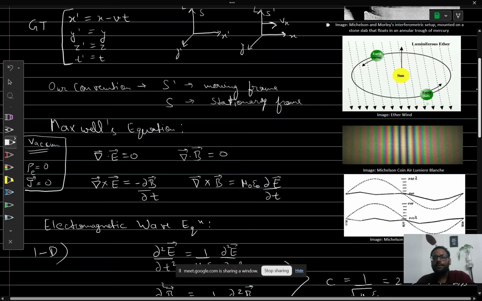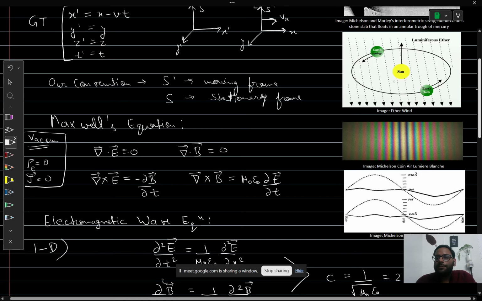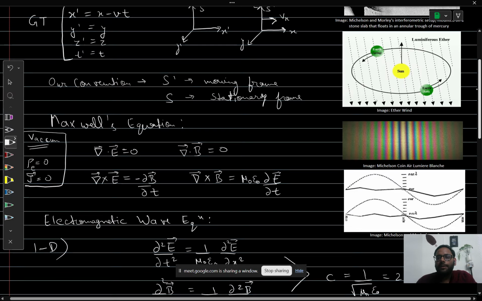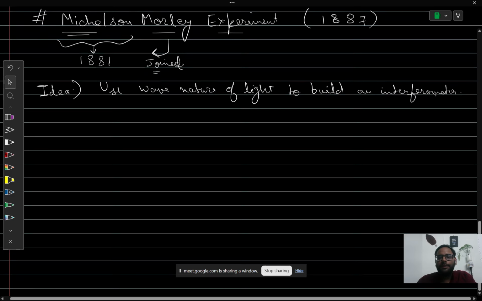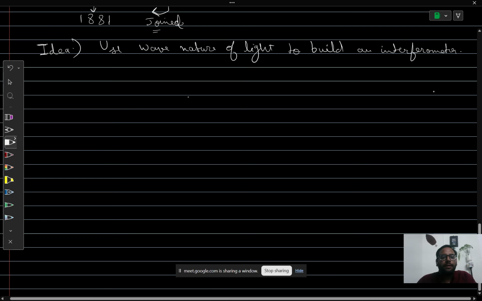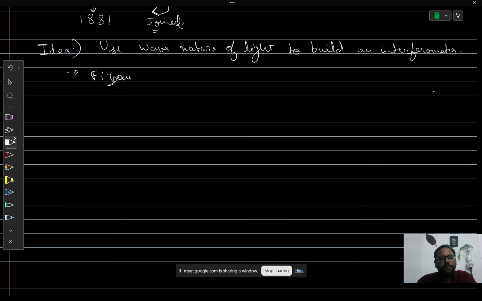They actually wanted to calculate the velocity of the ether wind, or the existence of ether. Previously, people had tried to detect the existence of ether, like in the Fizeau experiment. Fizeau, let me do it quickly.